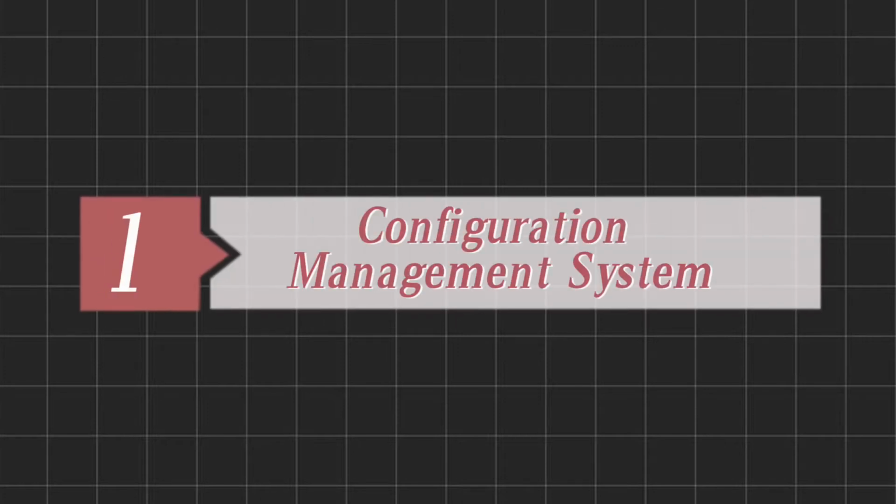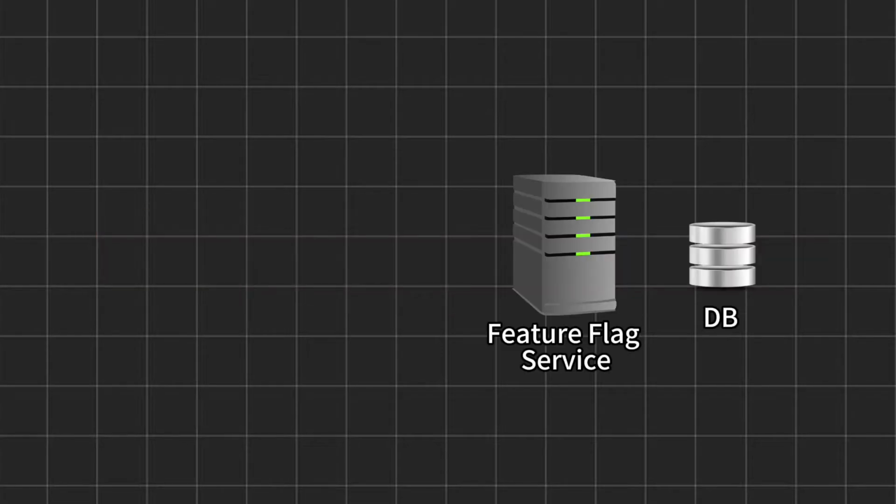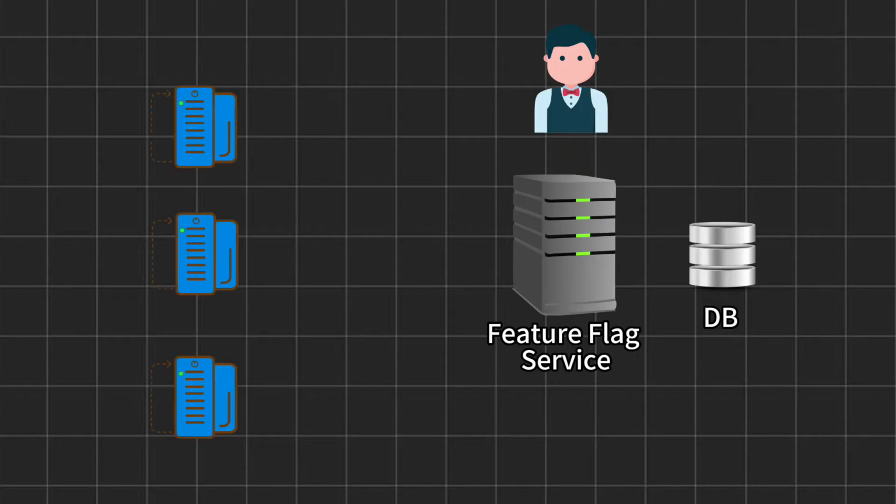Case 1. Configuration Management System. The first example is a configuration or feature flag management system, typically comprising a feature flag service and a database. Administrators can modify settings through a user interface, with changes saved to the database. Many clients need to sync these settings quickly.